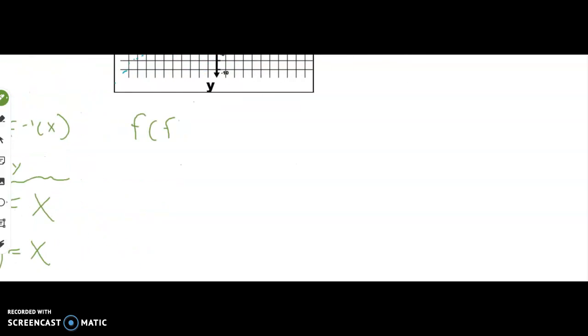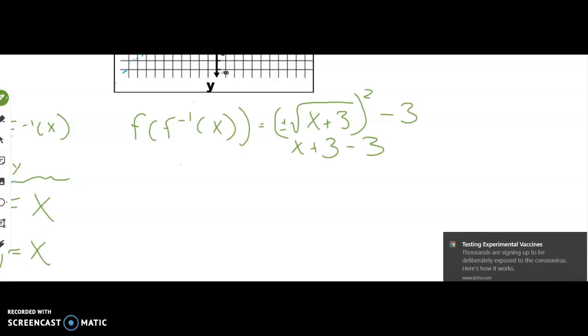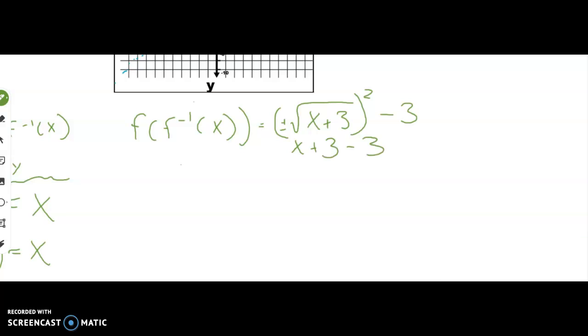f of inverse of x is equal to, well, our inverse of x is plus or minus square root of x plus 3. Plug that inside of x squared. That would just be the square root of x plus 3, squared, minus 3. This simplifies down to x plus 3 minus 3. And then that simplifies down to x. So we're on the right track so far.